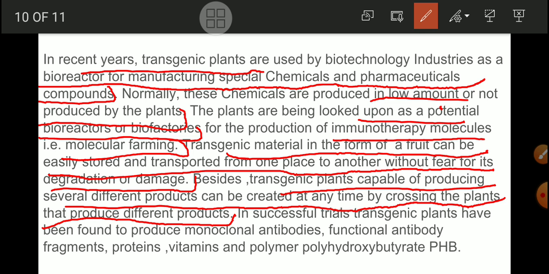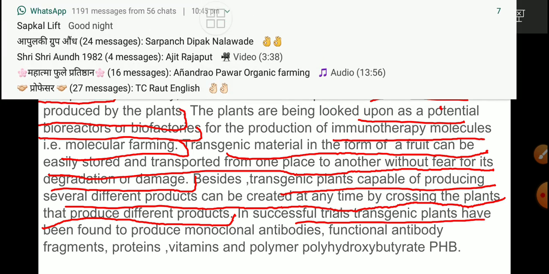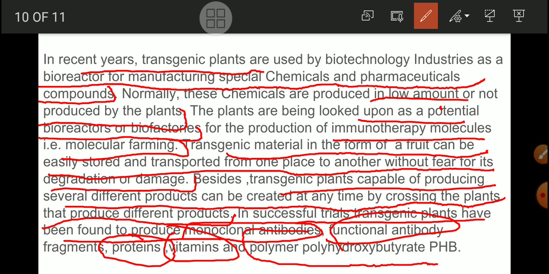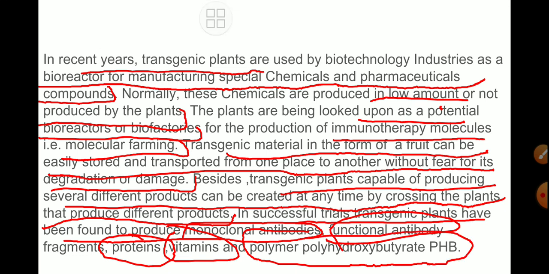In successful trials, transgenic plants have been found to produce monoclonal antibodies, functional antibodies, some valuable proteins, vitamins, and the polymer polyhydroxybutyrate, PHB, that is nothing but plastic.